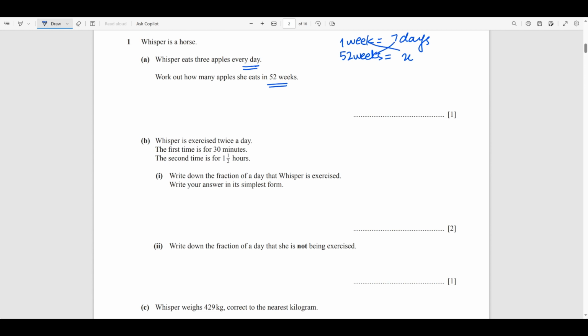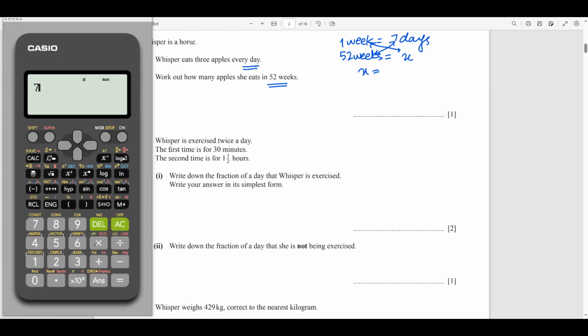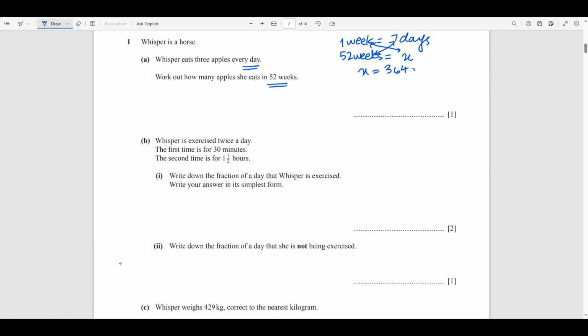So basically what we do is we cross multiply them, and 1 times x is x and 7 times 52 is 364. So basically there are 364 days we are interested in. Okay, now the question is that Whisper eats 3 apples every day. So this is again a question of rate, that he eats 3 apples every day, means 3 apples in 1 day, right? And we are interested in 364 days, so we are going to write 364 here, days under days.